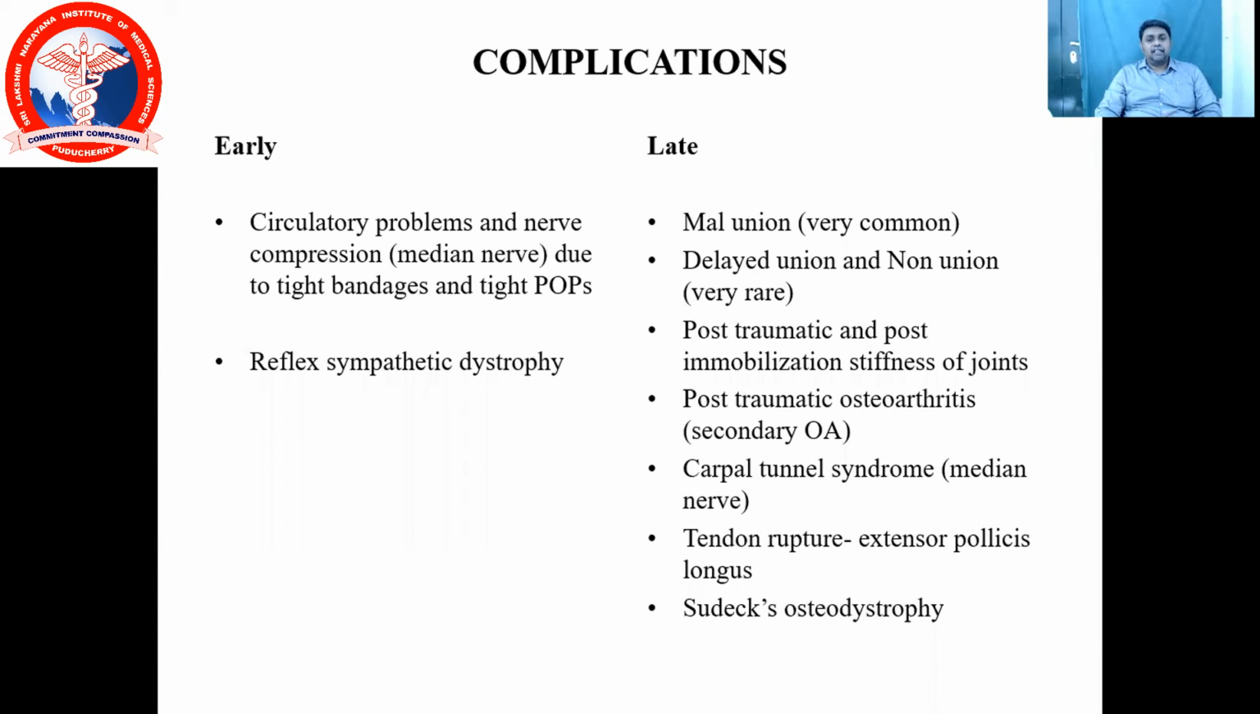Then tendon rupture. In Colles fracture, the most common tendon to get injured is the extensor pollicis longus, because this tendon comes over the fracture site. Sometimes this gets ruptured. And then Sudeck's dystrophy is another late complication. So today we have seen the fractures around the wrist and their complications. Thank you.